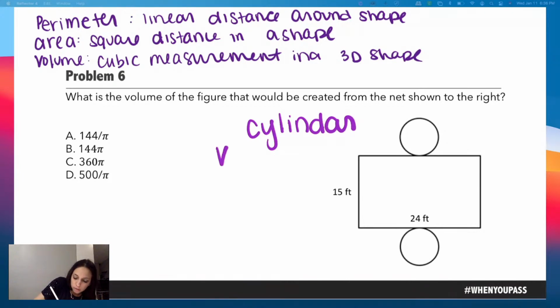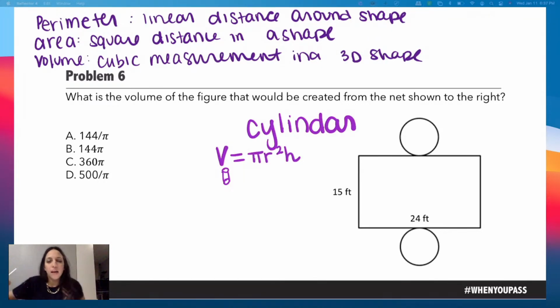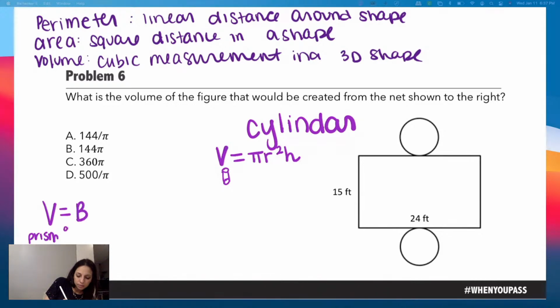Volume of a cylinder is going to be pi r squared times h. How do I know that? Because that just seems like another volume formula to memorize. When we talk about volume of prisms, the volume of a prism is area of the base times the height of the shape.